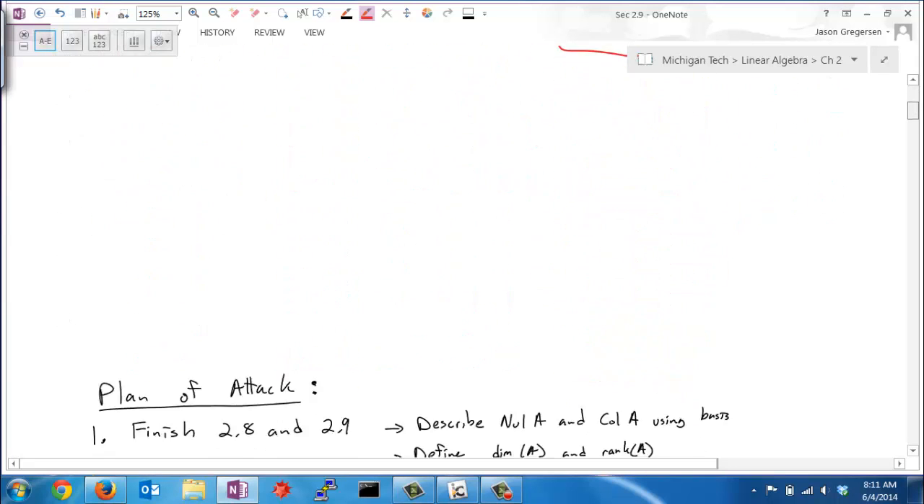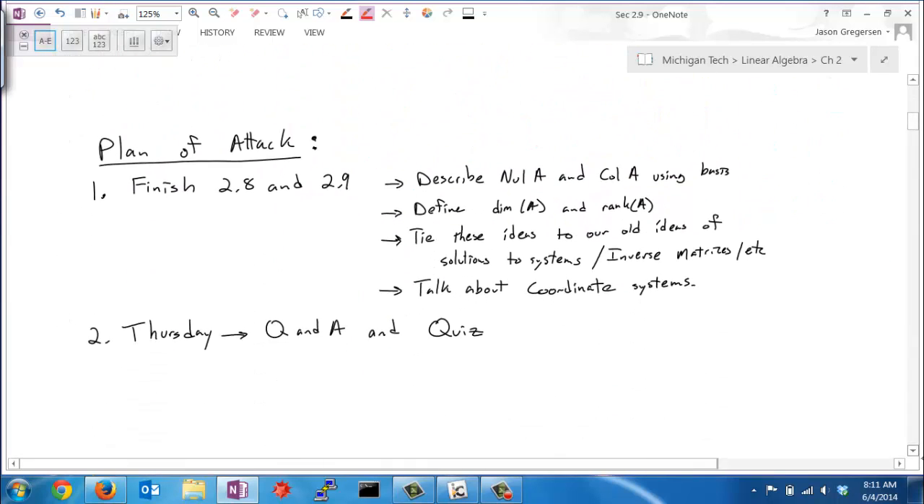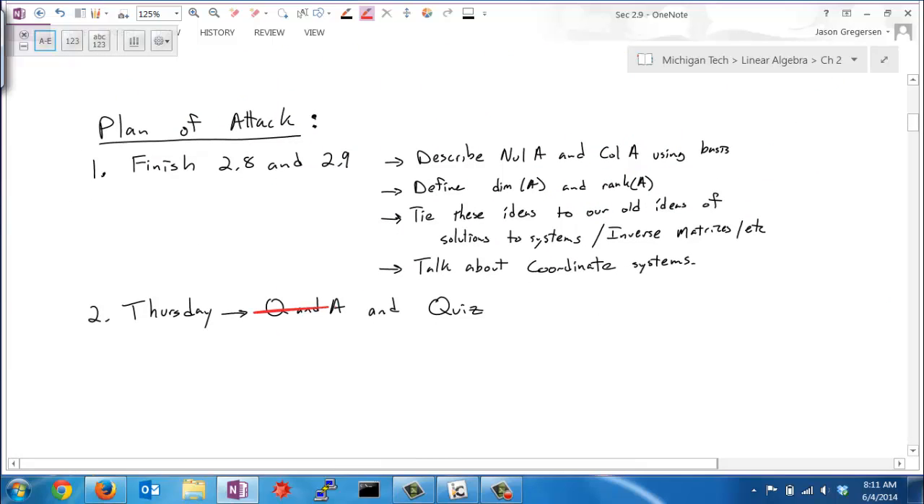All right, plan for today. Plan for today is to finish up 2.8 and 2.9. We got most of the way through 2.8, but we still have to talk about what a basis is. So then we want to be able to describe the spaces we know in terms of a basis, find the dimension and the rank. These are things we're going to talk about in 2.9, and talk about coordinate systems. So those are the big ideas that we're going to talk about today.